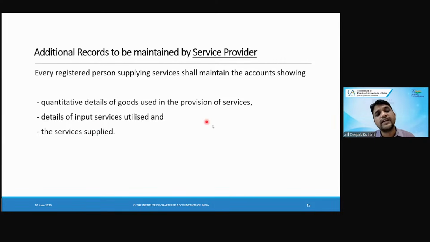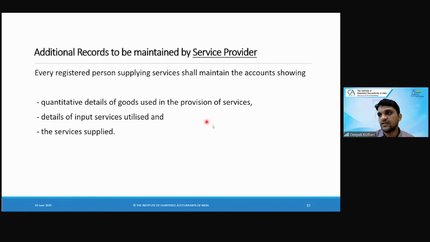Re-explain second point, details of input services utilized. So when I'm providing services, what will be my major cost? Employee cost. And I may take services of other suppliers. So for salary, I don't have to maintain records. Payroll records are sufficient, and there is no GST involved in it. So that's fine. But apart from payroll, I may take services from others.